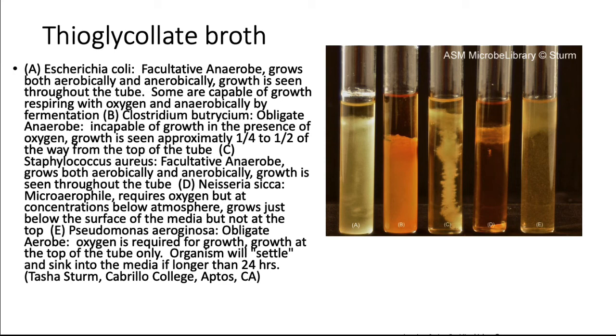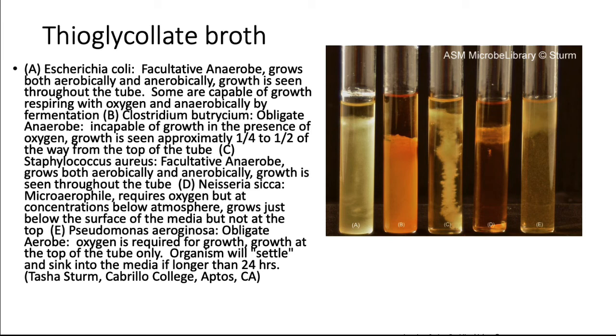Going to E now, in tube E, we have Pseudomonas aeruginosa, which is an obligate aerobe. So you can see how there's no growth in the bottom of the tube, and most of the growth is concentrated in the very top because it requires oxygen to survive. Conversely, tube B would be the obligate anaerobe. So this is a Clostridium butyricum. And you can see there is no growth in the very top, and most of the growth is from about the two-thirds mark and down.